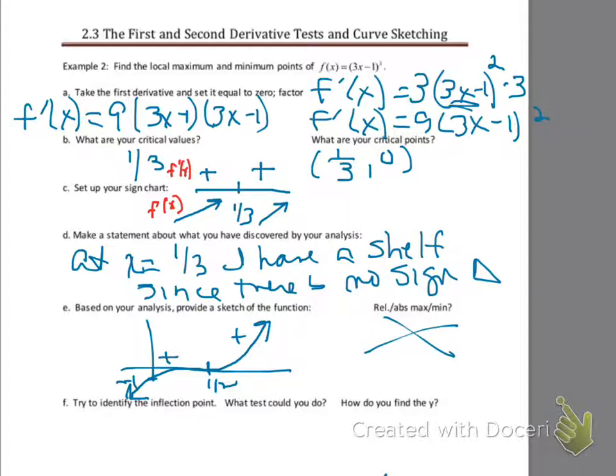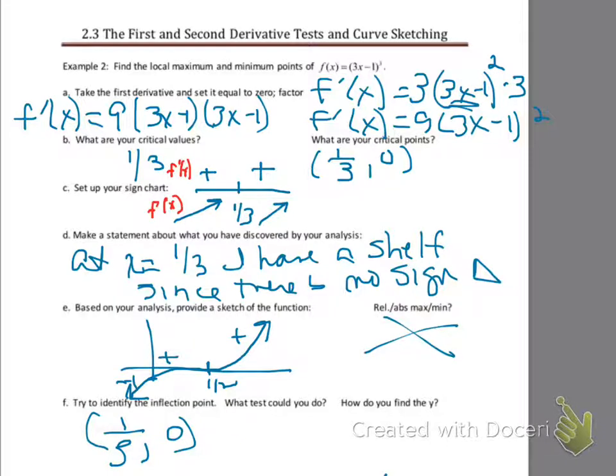Okay, what about the inflection point? What do you notice? Isn't 1/3 an inflection point? Don't I already have one, because isn't the concavity changing there? To the left of 1/3 my concavity is concave down, and to the right it is concave up. So therefore, I have my answer already.